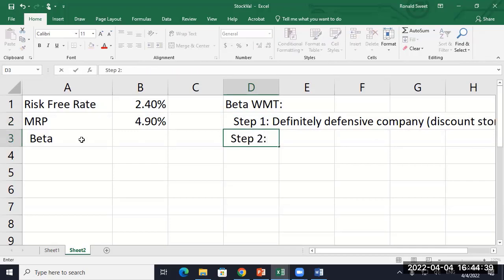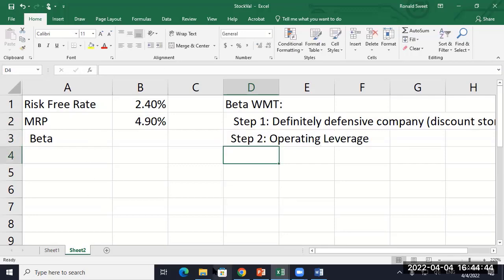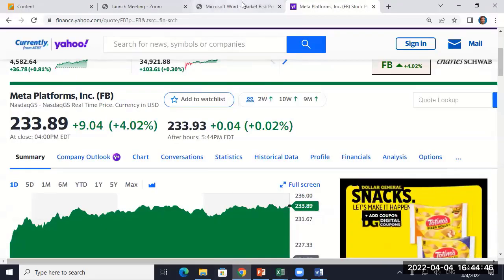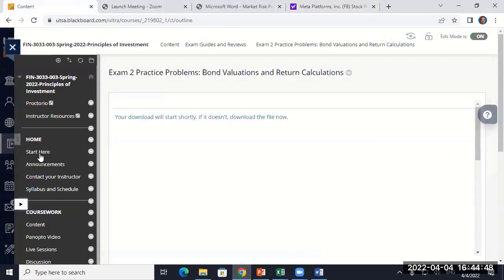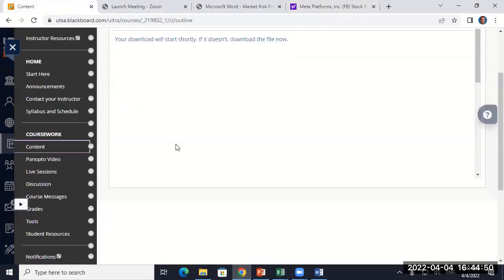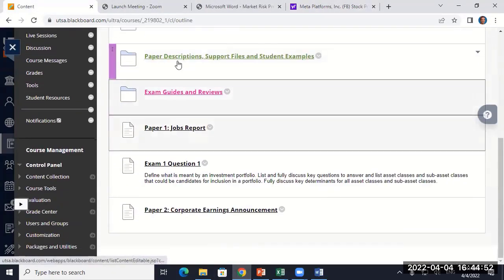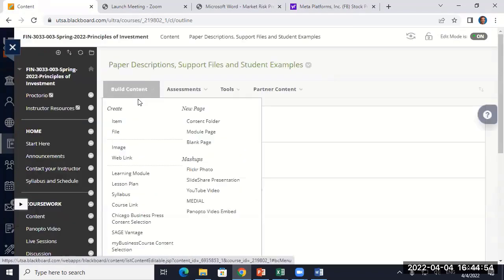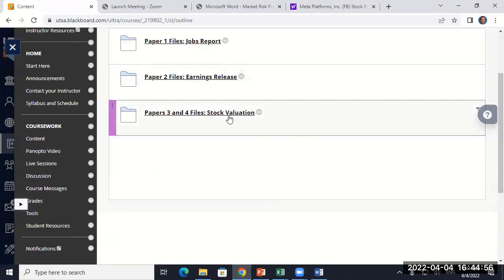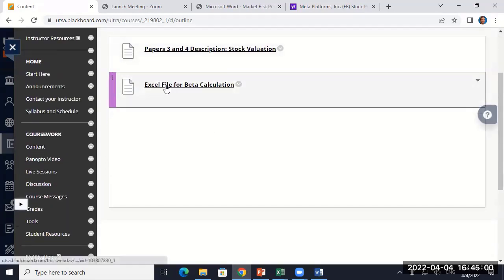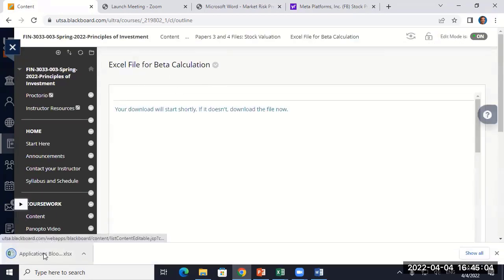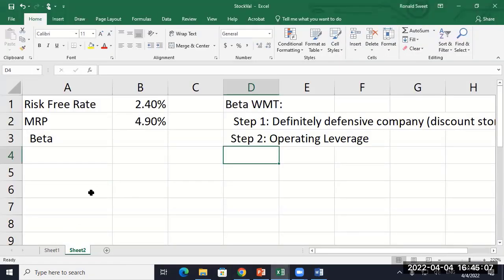Step 2, operating leverage. And that's where I gave you that spreadsheet. I filed it, I believe. Let's see if I got it right this time. Under papers. There are papers for papers 3 and 4. And here it is right here, Excel file for beta calculation. Everybody see that? I updated it so we have better data.